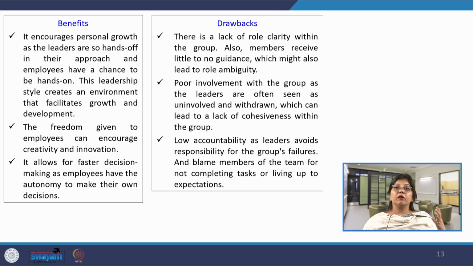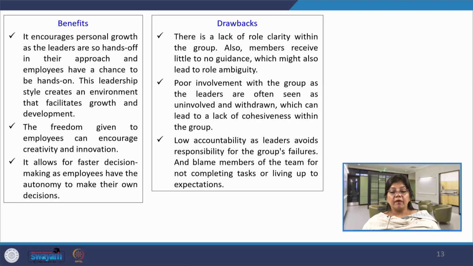So, that contributes to their personal growth, because sometimes they will face some kind of failure, they have to bounce back, they have to be resilient in order to come back to the right decision. The freedom given to employees encourages creativity and innovation, which is but obvious, and it allows for faster decision making, as employees have the autonomy to make their own decisions. So, they have control over the environment, they have control over their own work standards, and sometimes they become so flexible that in every new task they establish their own standards of work in order to achieve the goal. So, these are the benefits of working under any delegative leadership style.